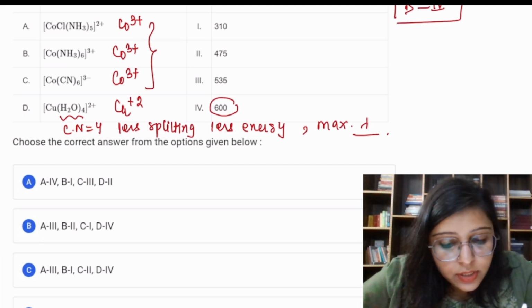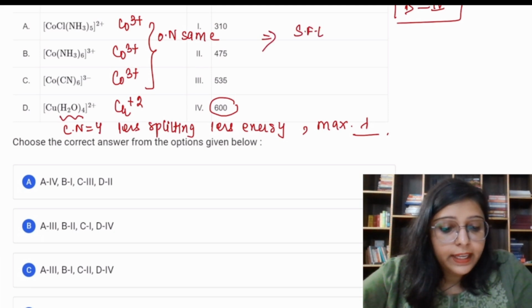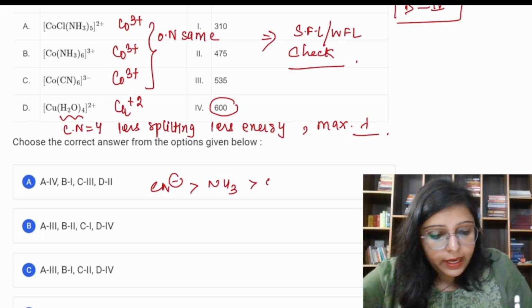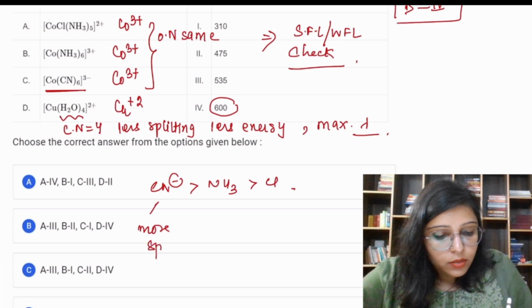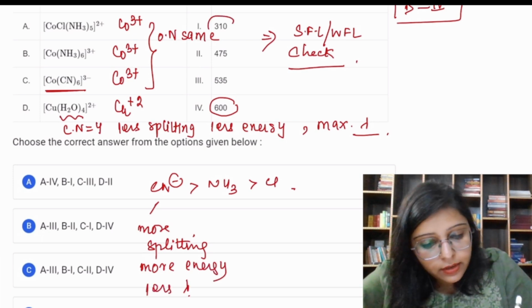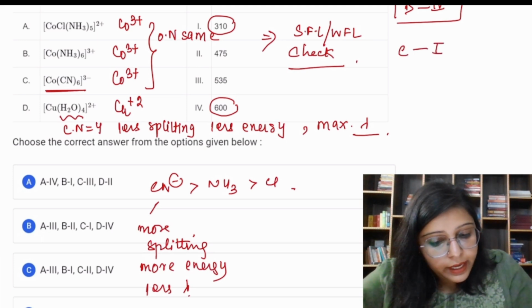Now the rest have the same oxidation state. Now we have to check for strong field ligand and weak field ligand. Check this. CN is a better ligand, then ammonia and then Cl. So we have more splitting in CN. More splitting, more energy, less lambda. So less lambda is 310. It means C can be matched with first. Then we have B, so B can be matched with second and A can be matched with third.